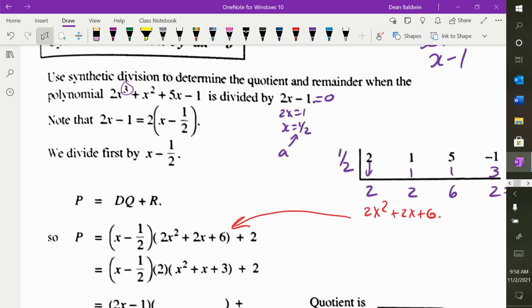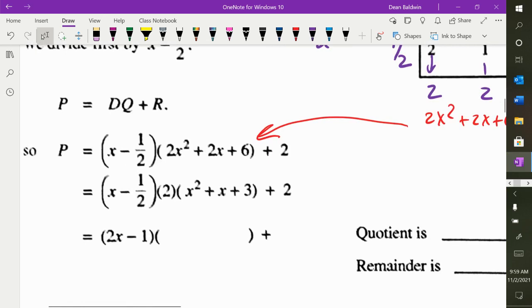What do you notice about your quotient right now? Quadratic. It's a quadratic, that's correct. What else about it? It can be factored with a common factor. It has a common factor of 2. Okay? So you're going to factor out the 2. When you do, you get this. So you get x squared plus x plus 3 with the 2 out here.